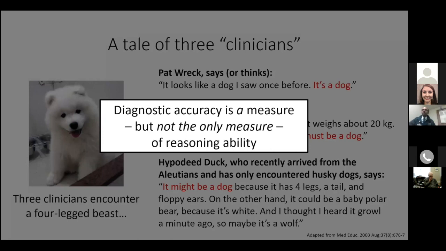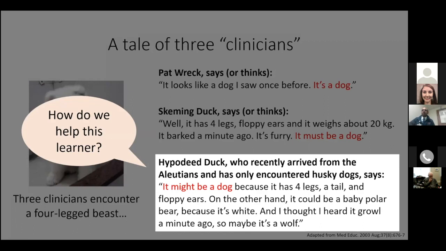Because any one of these three clinicians could have serious deficits in their knowledge or knowledge organization or knowledge activation. And if we based our assessment of their reasoning skill just on if they get the diagnosis correct, we would be missing something and missing an opportunity to develop that clinician further. So how do we help this last learner?